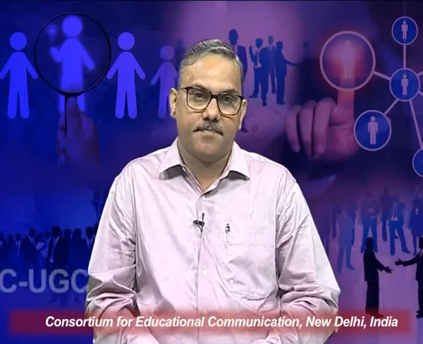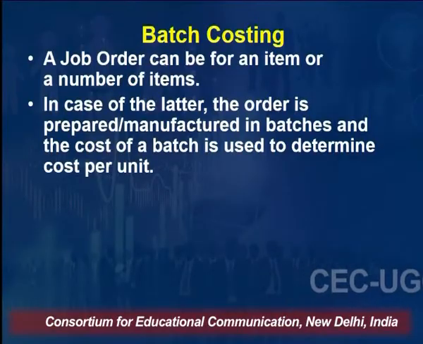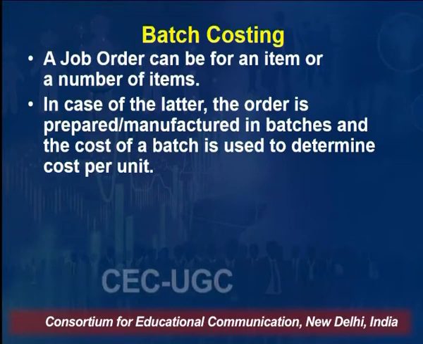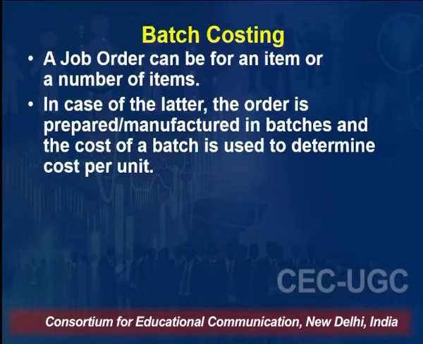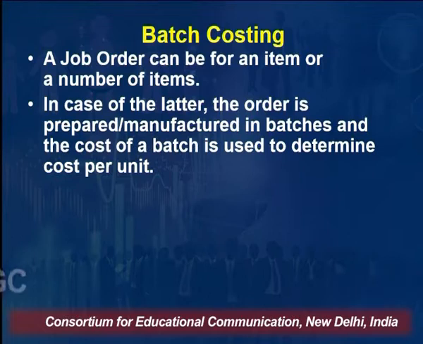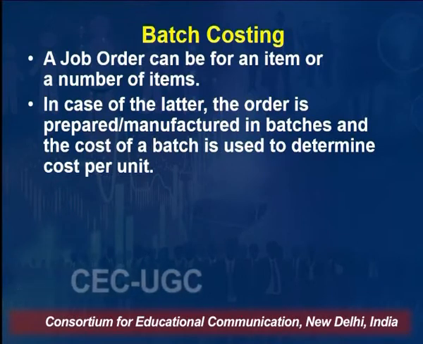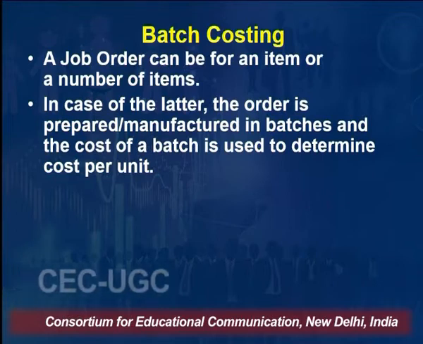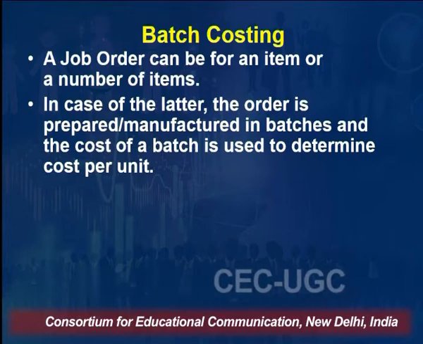Now if we talk about batch costing, we need to understand that it originates from job costing. A job order can be for an item or for a number of items, and whenever it is for a number of items, the order is of course manufactured in different batches. When you are manufacturing one unit, the costing we apply is known as job costing. But when there are a number of items to be manufactured, processed or designed by you, the order is manufactured in different batches, and the cost of a specific batch is used to determine cost per unit.